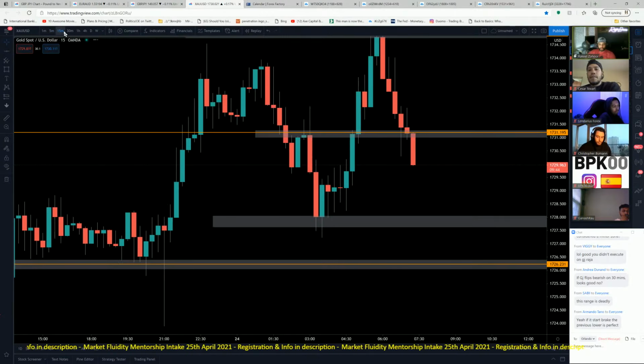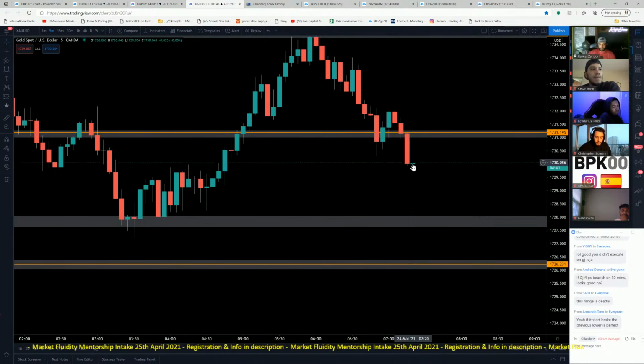Gold, this also looks like it's getting ready to continue bearish over here. This 5-minute candle broke below support, minor support.